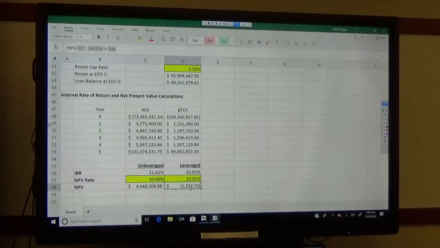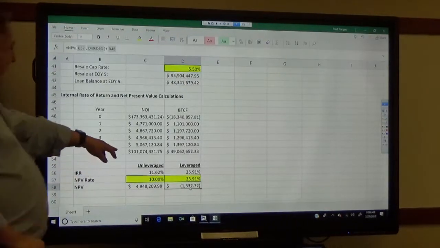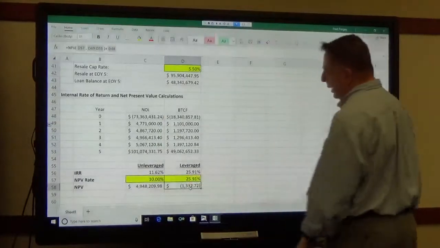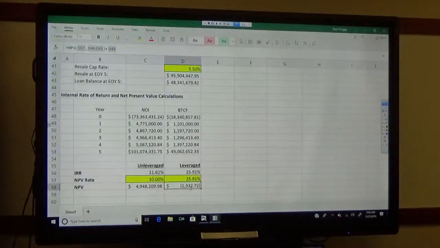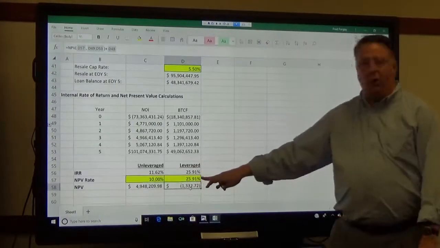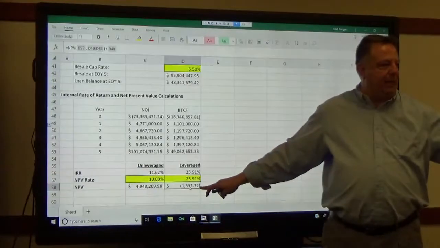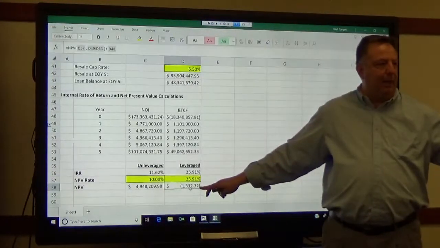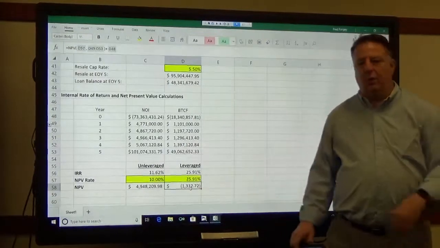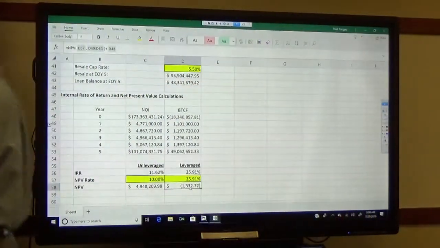The point is this, backing away from this, the project is yielding a 25.9% rate of return. But what we're saying with the net present value is if that's our hurdle rate, then basically we're not making any money, we're breaking even at a 25.91% rate. Does everybody understand that?